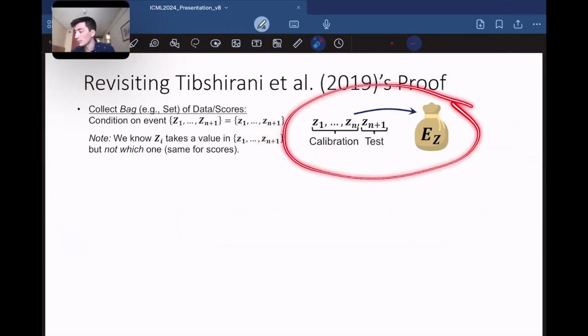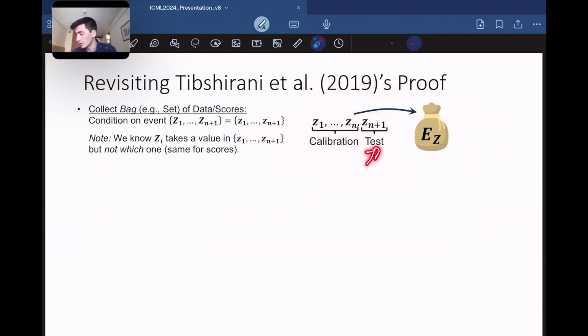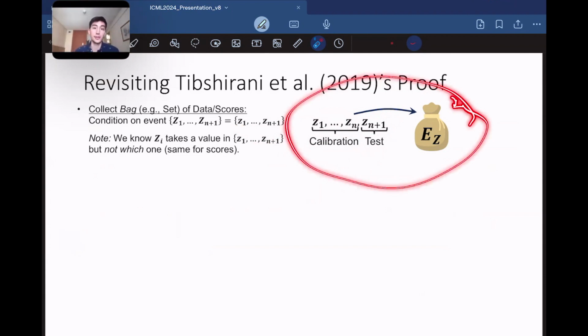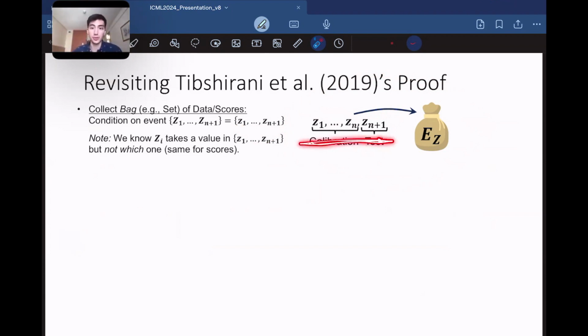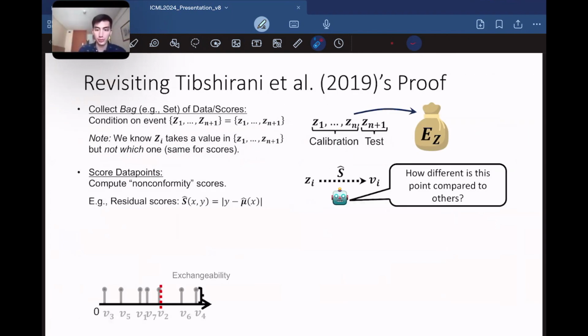Basically, we can think about this as a stream of data where the first n are calibration data, and let's say just one test point for now. You can think about this as literally collecting all of your data into a bag, where the bag emphasizes that we're forgetting or losing track of which data were calibration and which was your test point. This sort of epistemic abstention, or forgetting, is an important source of uncertainty for conformal prediction's uncertainty quantification. Each random variable data point takes a value in this set of observations, but we don't know which one. And same for the score values, which I'll now go into.